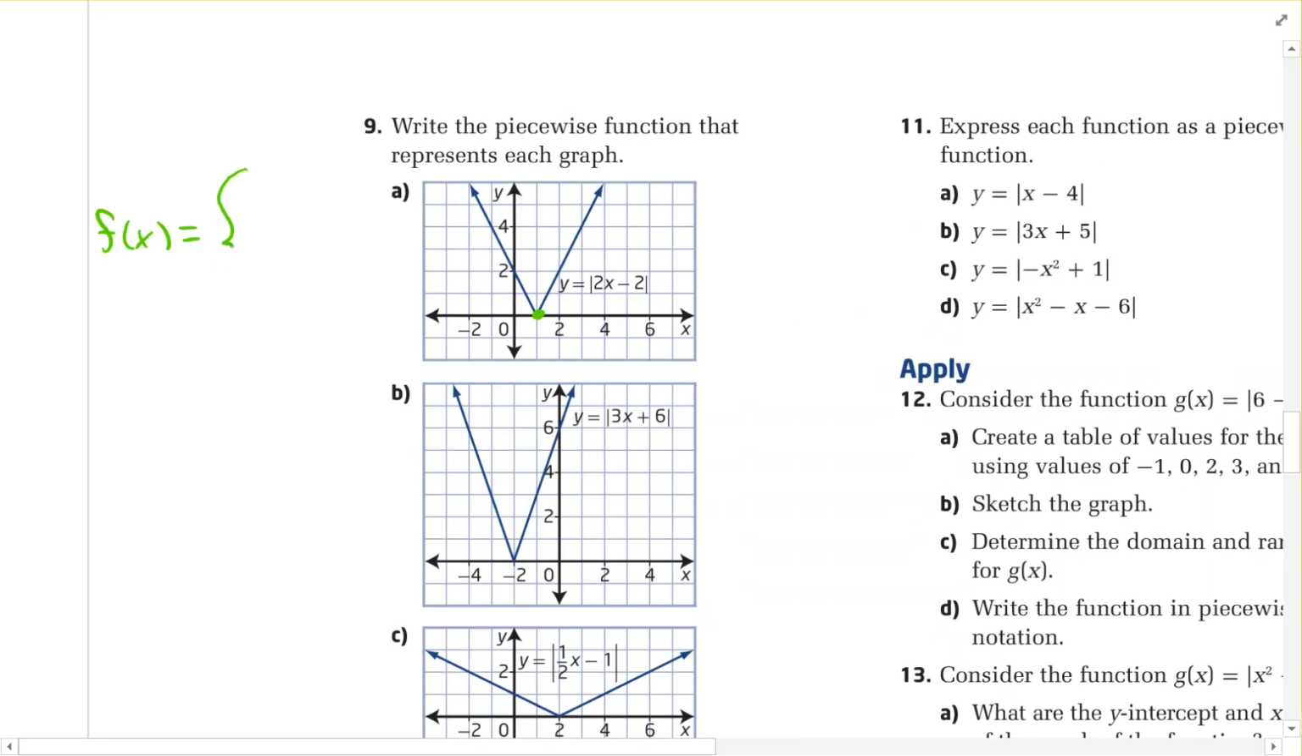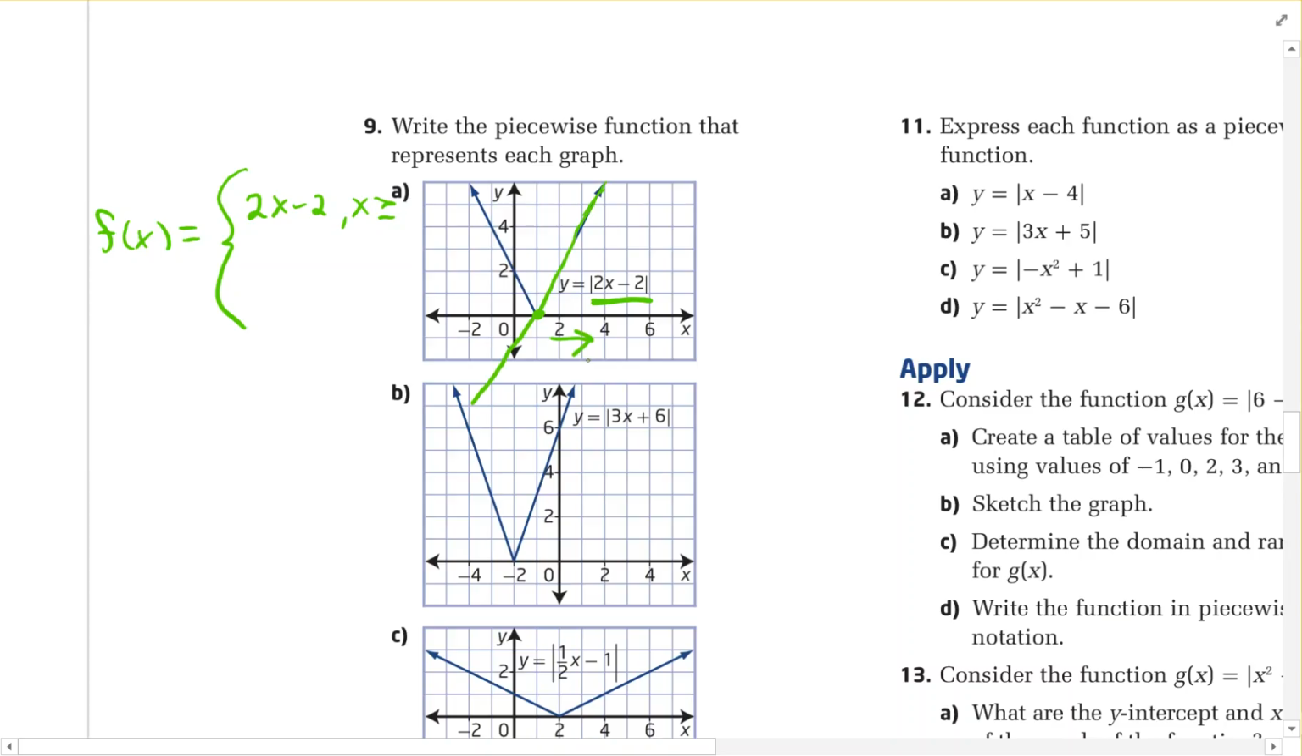So if I'm writing this as a piecewise function, I would say f of x is equal to, and then my fancy brackets, and it's going to be equal to the positive version of this, right? 2x minus 2. That's this line right here. It would keep on going like that if it wasn't an absolute value. So it's going to just be equal to 2x minus 2 when x is greater than or equal to 1.